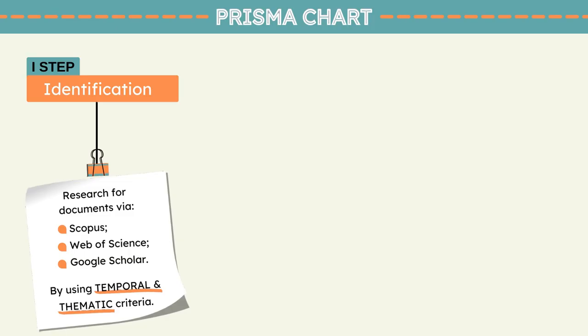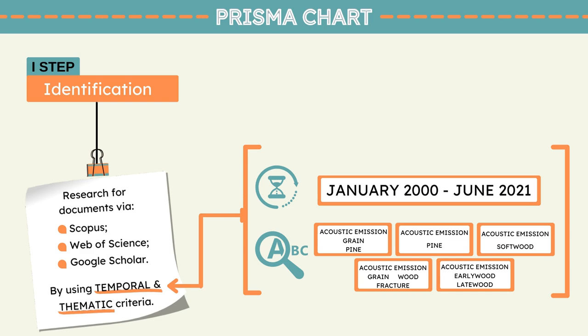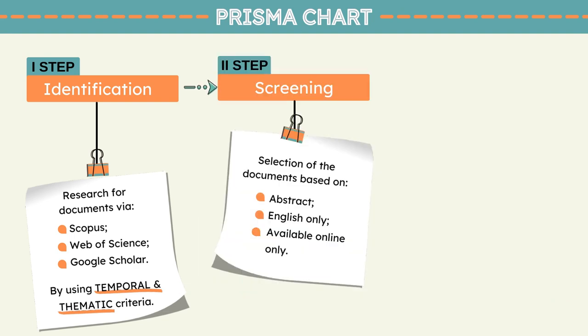The systematic literature review was performed using a three-step process defined by the Prisma chart, which includes a first step consisting in the identification of the documents of interest identified via the search engines Scopus, Google Scholar, and Web of Science, based both on temporal and thematic criteria. The research, in fact, was limited to the documents published in the period January 2000-June 2021, and to the publications matching five different keyword combinations.